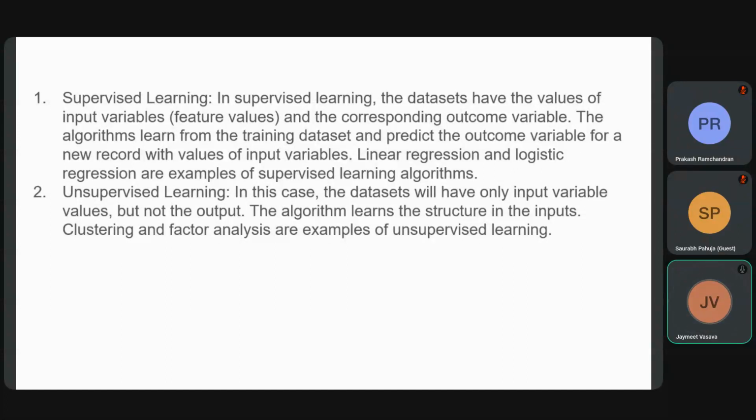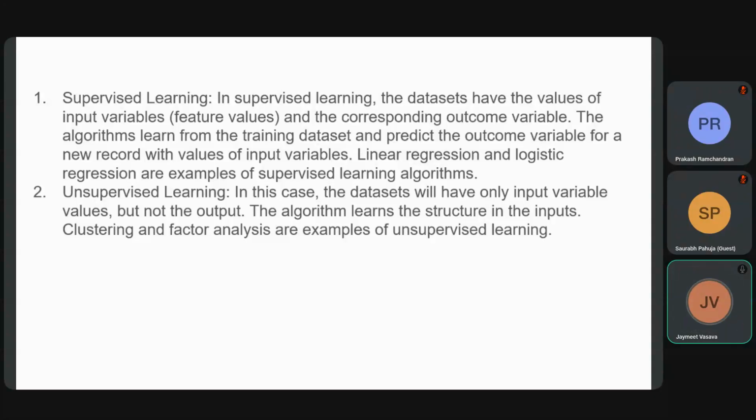In supervised learning, the data sets have the values of the input variables and the corresponding outcome variable. The algorithm learns from the training data set and predicts the outcome variable for the new record and values of the input variables. Linear regression and logistic regression are examples of supervised learning algorithms.